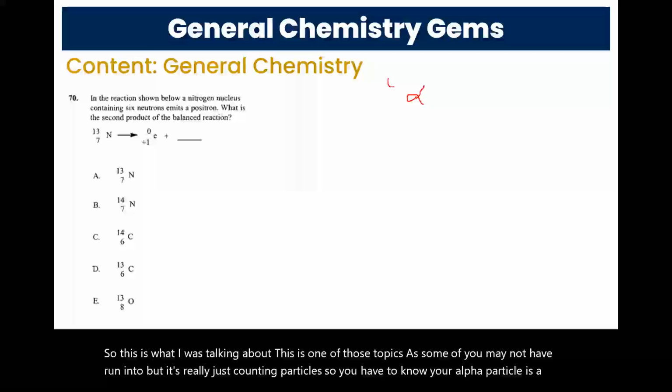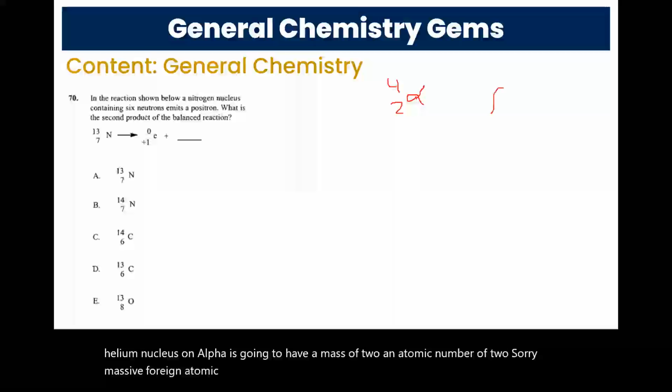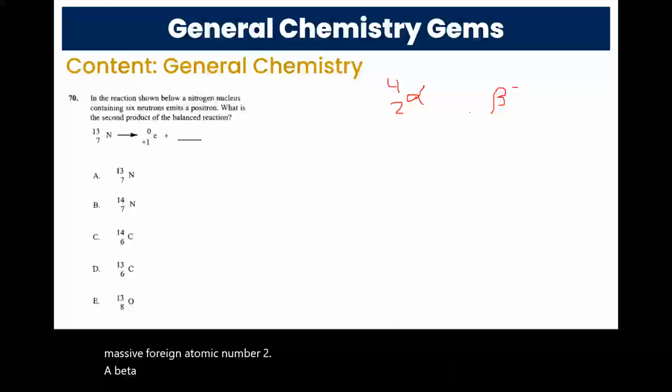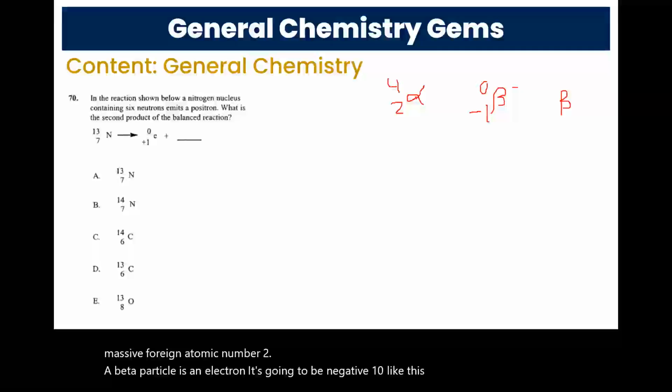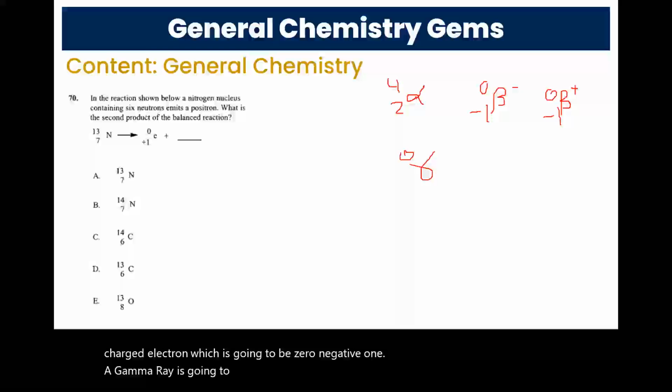So an alpha is going to have a mass of 4 and an atomic number of 2. A beta particle is an electron. It's going to be 0, -1 like this. A positron is a positively charged electron, which is going to be 0, +1. A gamma ray is going to be 0, 0 for its particle count.